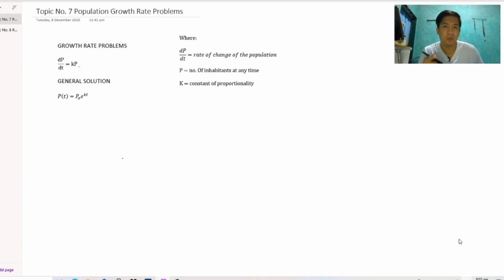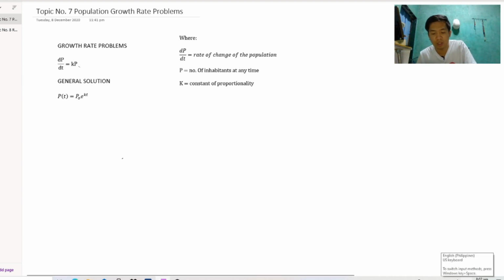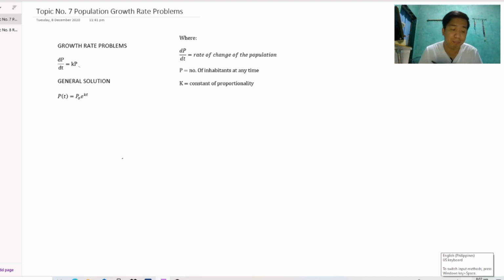For today's video, we will talk about the application of the differential equation, which is the population growth rate problems or population dynamics. Meaning, the population changes corresponding to time. If we review the law of growth and decay problem, the rate at which the substance changes is proportional to the quantity of substance present at any time.